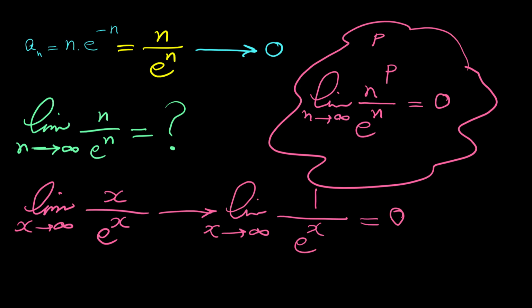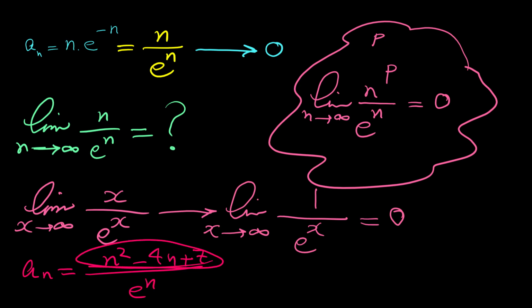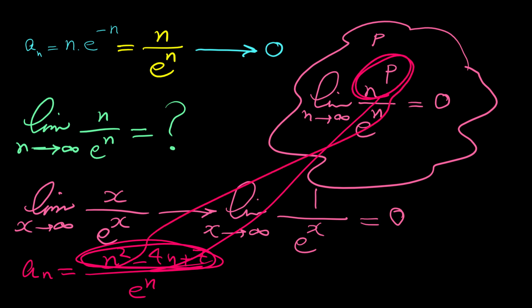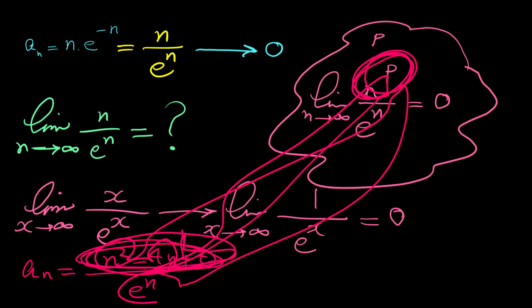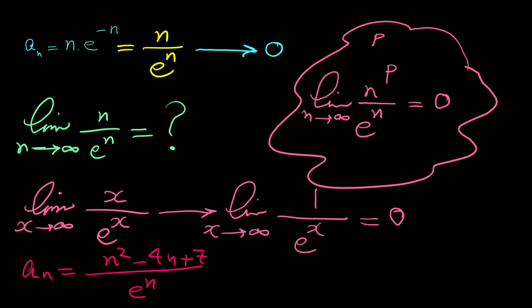For example, suppose you want to find the limit of this sequence, n to the 2 minus 4n plus 7 all over, for example, e to the n. This is a polynomial like n to the p, n to the 2, n to the 1. In the denominator we have exponential. We know that exponential is significantly bigger. So what is the limit of this sequence without any solution? If we just want to find the answer, if we want to know what is the limit of this sequence at infinity, the limit is 0.